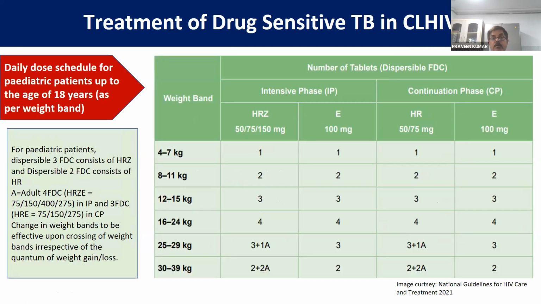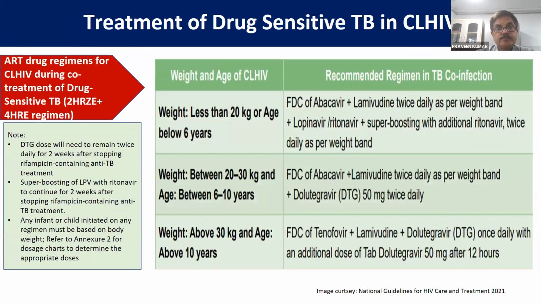So we do have these fixed dose combinations available now through the National Tuberculosis Elimination Program or DOT Center, which you can link and use. We have different weight bands, and for each weight band, how much HRZ and ethambutol to give in the intensive phase and continuation phase. So we have to follow and give treatment as it is mentioned here.